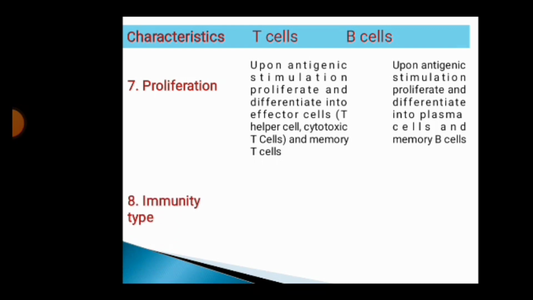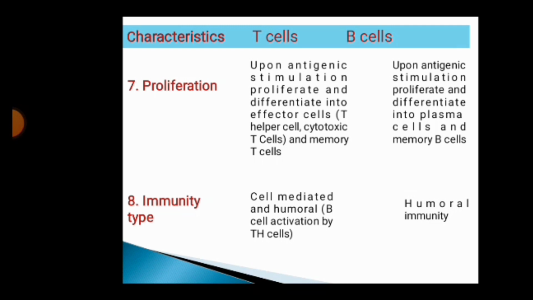Number 8 is immunity type. T cells provide cell-mediated immunity and also humoral immunity. Although they mainly provide cell-mediated immunity, T cells also provide humoral immunity. Now, what is cell-mediated immunity? Cell-mediated immunity is an immune response that does not rely on the production of antibodies. Rather, cell-mediated immunity is the activation of phagocytes, antigen-specific cytotoxic T lymphocytes, and the release of various cytokines in response to an antigen.